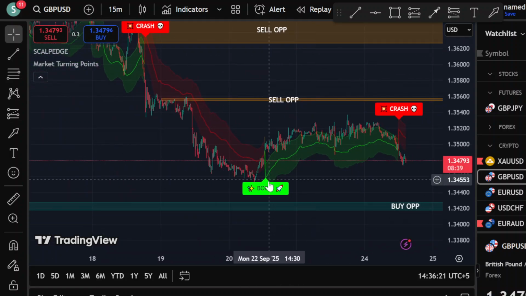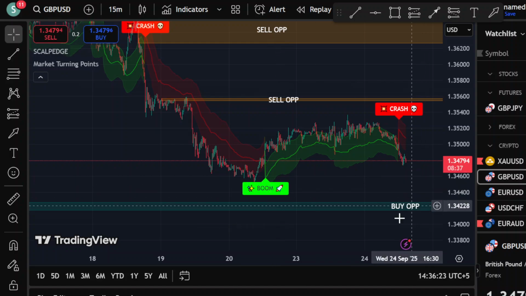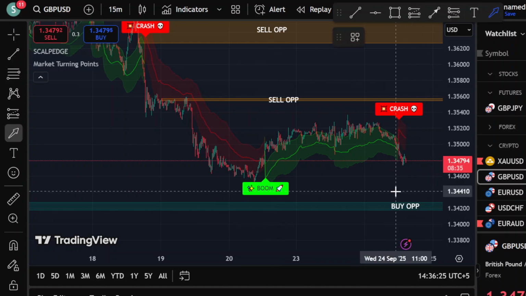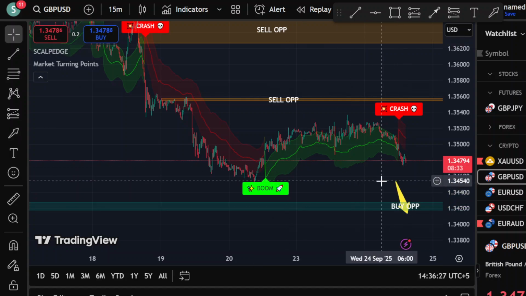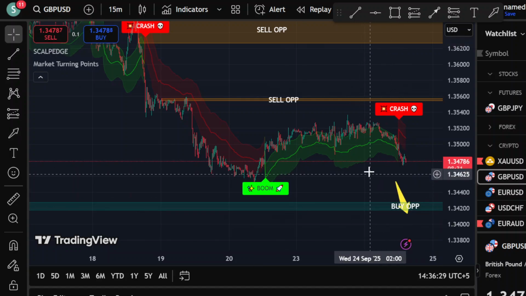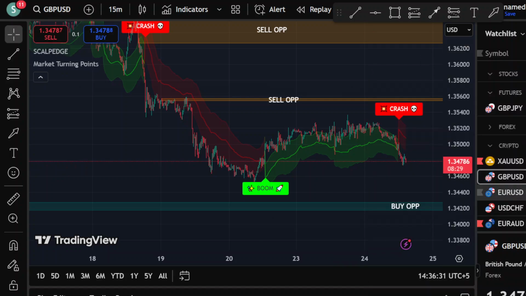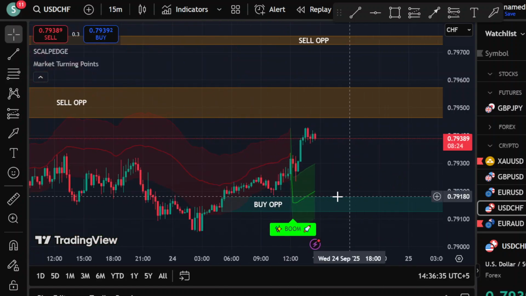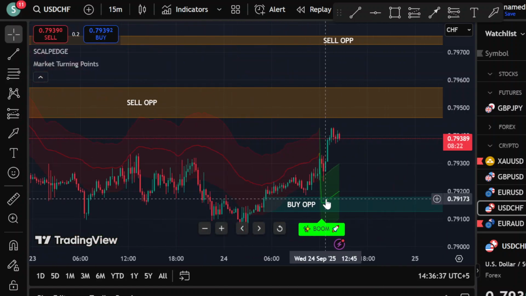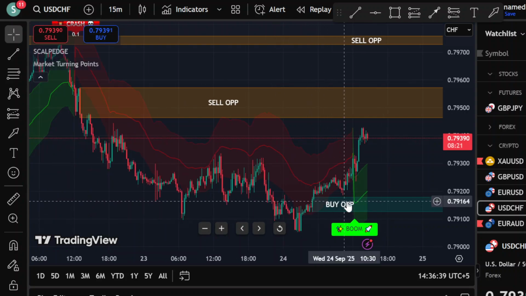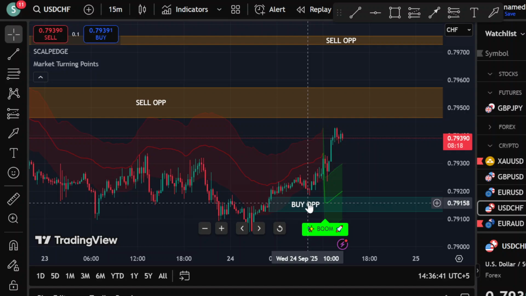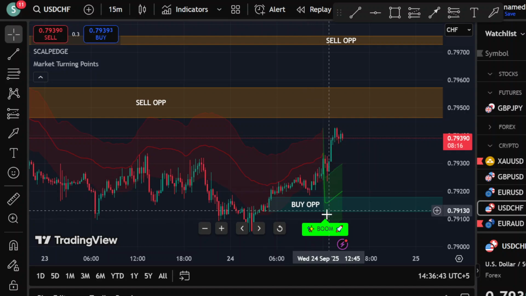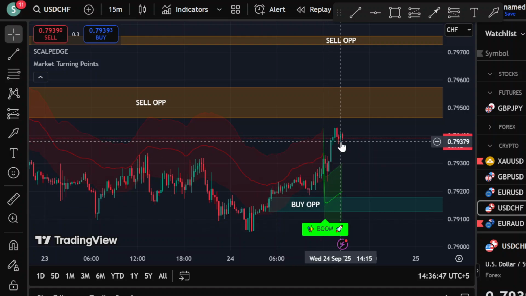Here we will not take that trade, because the price can possibly first come to the buy opportunity. Both conditions should be met, because if you have only one confirmation, this will not work. Now just look at this. This is a live trade that is running. This is the live market, not a predefined chart. The buy opportunity on USD/CHF plus the Scalp Edge are both giving you the buy. Now you can go for that trade.